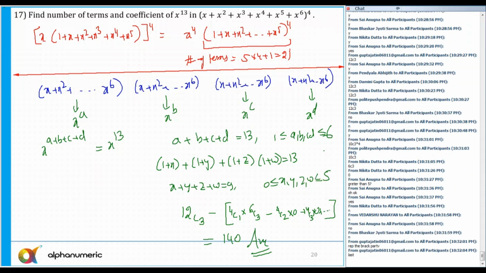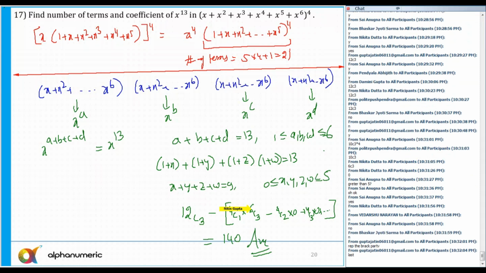So if x is greater than or equal to 6, so out of 9 chocolates, give 6 chocolates to x. We are left with 3 chocolates. Now 3 chocolates among 4 persons, 3 chocolates, 4 persons means 3 partitions. So 3 plus 3 is 6. So that's why it is 6C3.